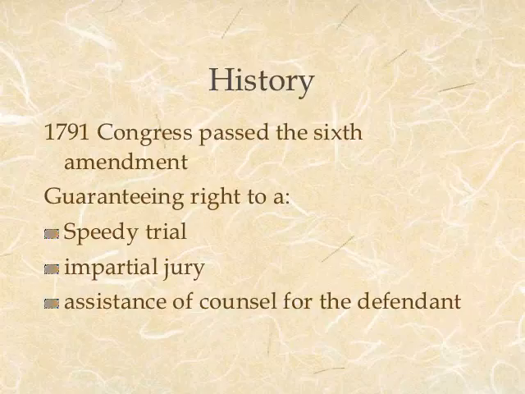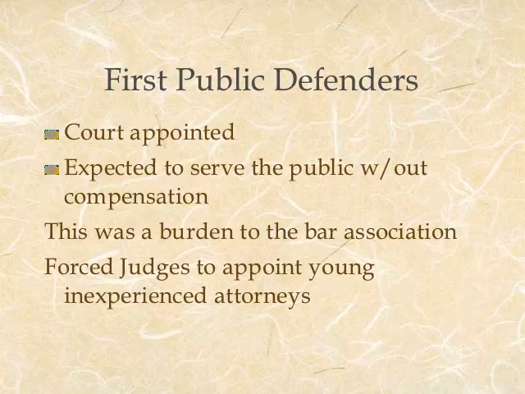In 1791, Congress passed the Sixth Amendment, guaranteeing a right to a speedy trial, an impartial jury, and the assistance of counsel for the defendant. The first public defenders were court appointed. They were expected to serve the public without compensation, and this was a burden to the local bar association. It forced judges to appoint young, inexperienced attorneys, and most of all, their golf buddies didn't get appointed. It was mostly young, inexperienced attorneys that got appointed.